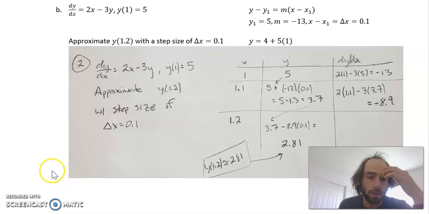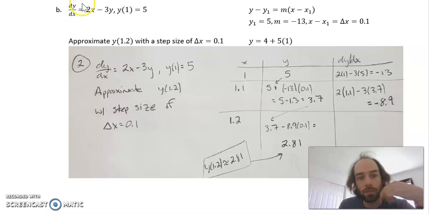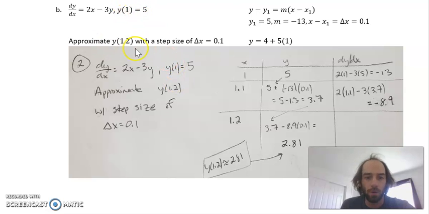All right, so this one, I've got dy/dx is 2x minus 3y, and y of 1 is 5. I want to approximate y of 1.2 with a step size of delta x equals 0.1. So y of 1 is 5. That gives me the x value of 1 right there and a y value of 5. I want to approximate y of 1.2. Use step size delta x equals 0.1.